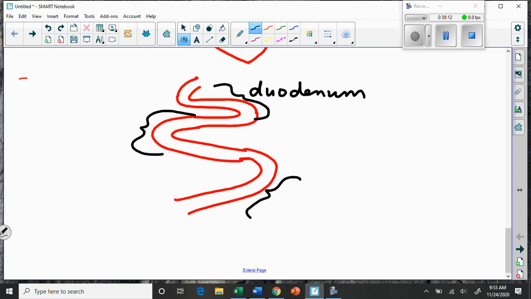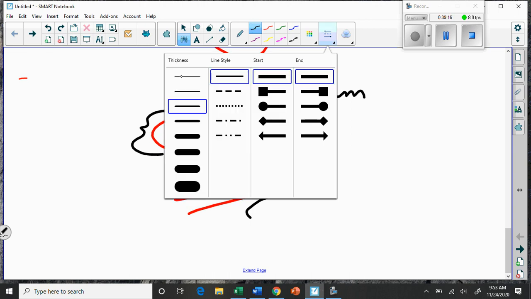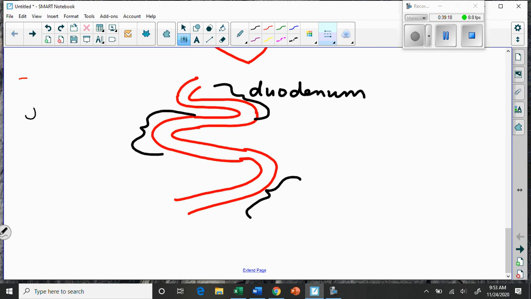So the next section is called the jejunum. So we'll write that over here. I'm going to get a thinner marker. This section is called the jejunum. And then the last section is called the ilium.